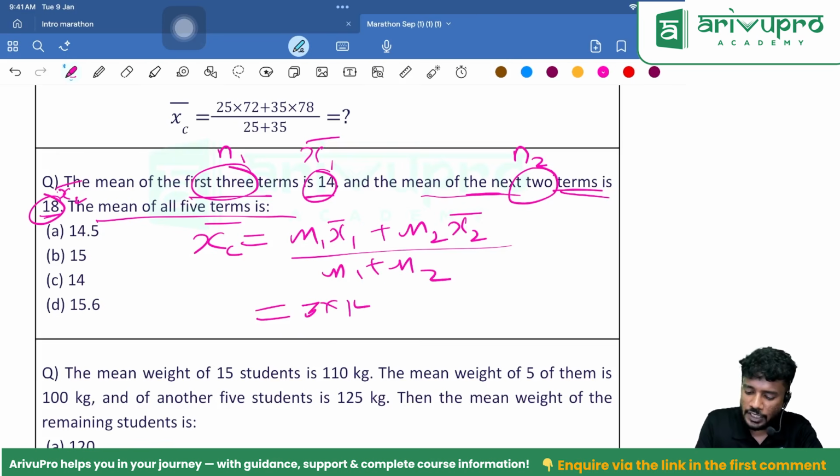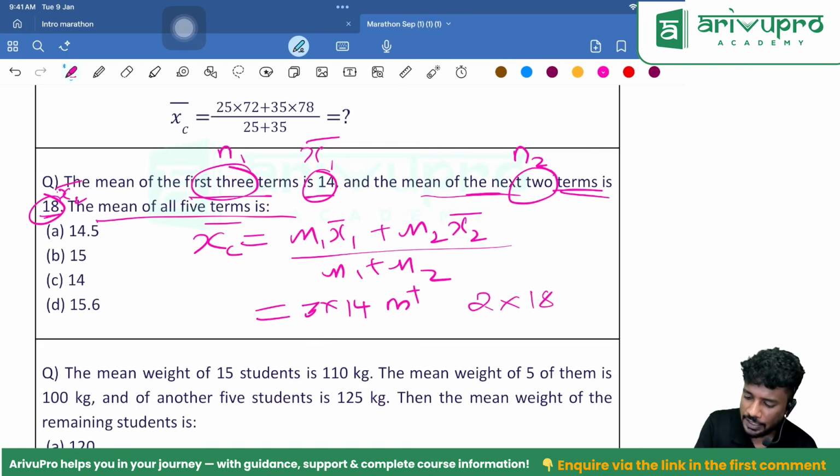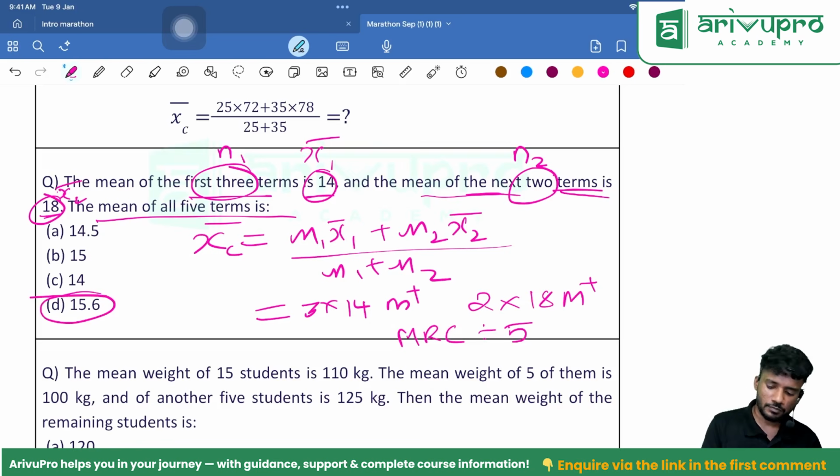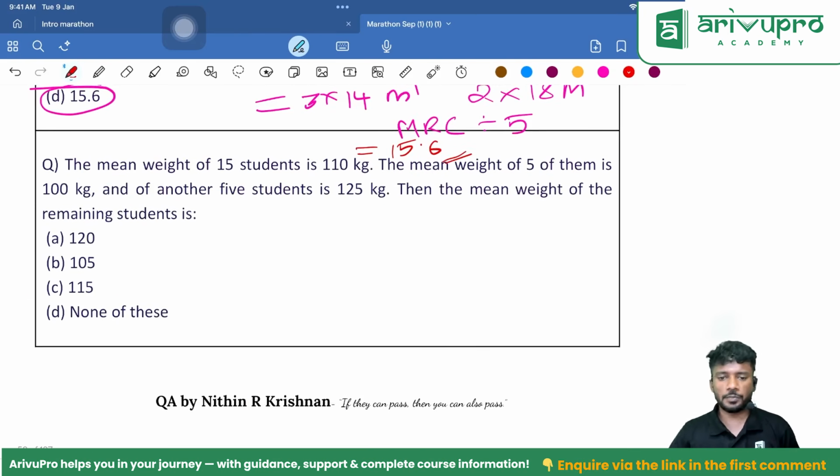3 into 14 plus 2 into 18, divided by 5. How much is the answer? 15.6. Everyone got the same answer? Yes. Next one. Do this, people.